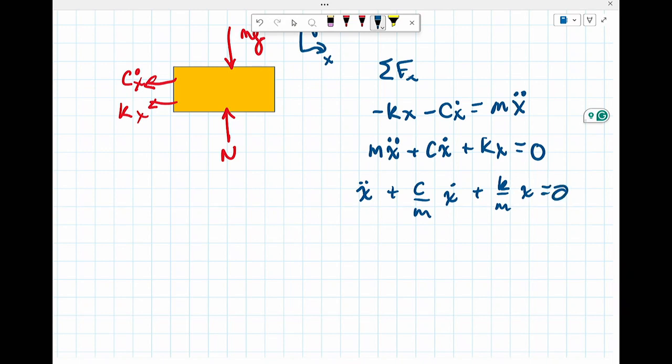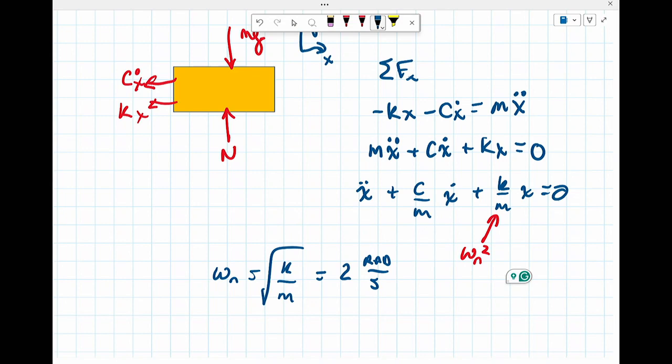Everything else, I start to go back to that recipe book and I say, okay, what do I need to put in here? So in terms of the expressions I have here, I have k over m, and that will equal 2 rads per second.